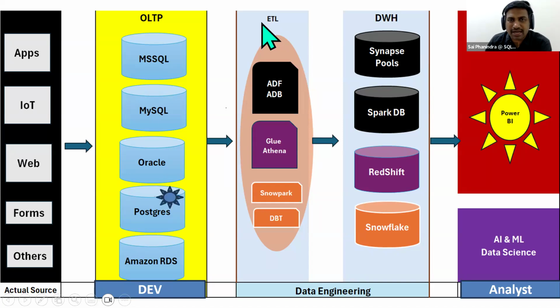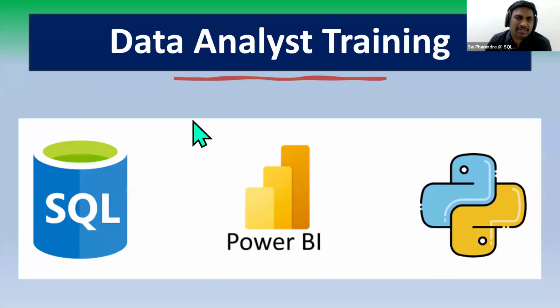ETL stands for extract, transform, and load. ETL extracts data from various sources, transforms and loads it to the warehouse. As a data analyst, we need to visualize that particular data. In simple words, it's all about reporting and visualization activities. Now, how to become a data analyst? What are the job roles? Here it is on my screen.